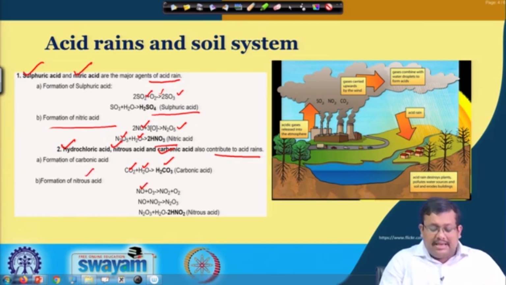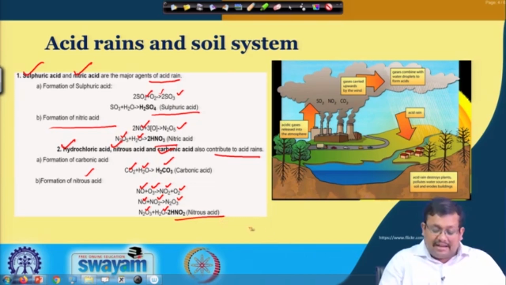Formation of nitrous acid. So, here you can see nitric oxide, when it reacts with the ozone, it produces nitrogen dioxide and oxygen, and this nitric oxide can also react with this nitrogen dioxide to produce N2O3, and this N2O3 when it reacts with the water vapor, it produces nitrous acid.